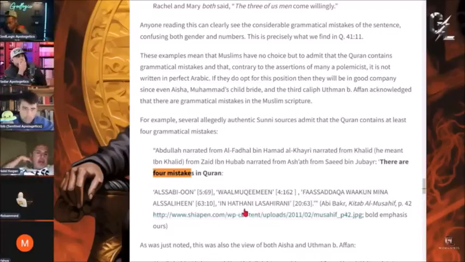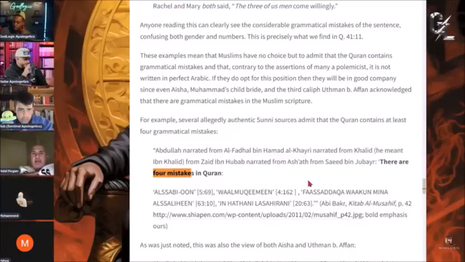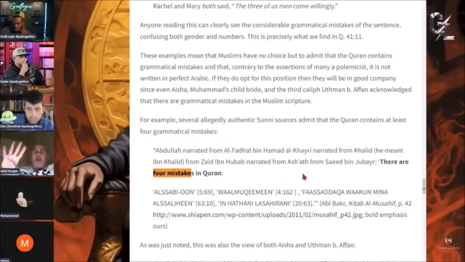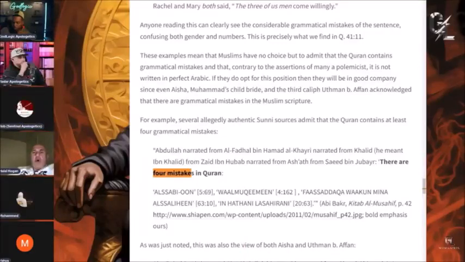Abdullah narrated from Al-Fadil bin Hamad al-Khayri, narrated from Khalid, from Zayd ibn Hubab, narrated from Ashath, from Sa'id bin Jubair: there are 4 mistakes in the Quran. Al-Sabiyun, see, they said it's a mistake. Wal-Muqimin, mistake. In Hadani la Sahirani. They're telling you these are mistakes. Kitab al-Masahif. Not Sam Shamoun, not Radar, not God's Logic.